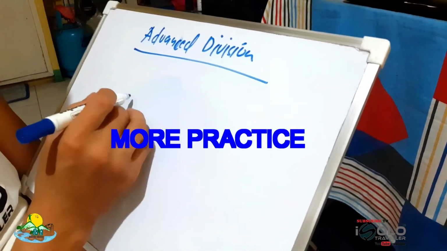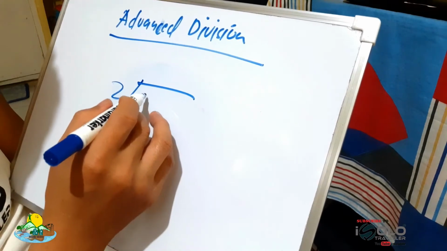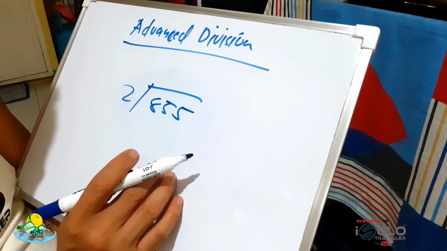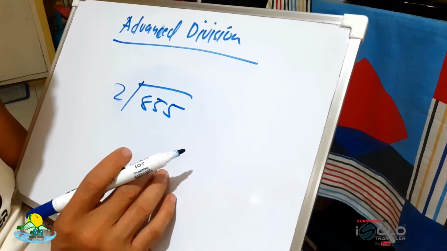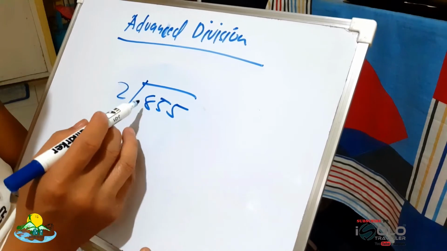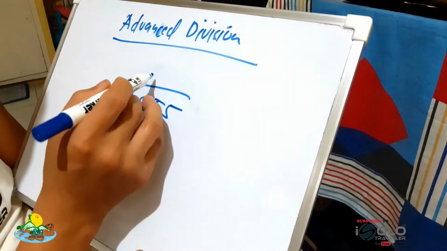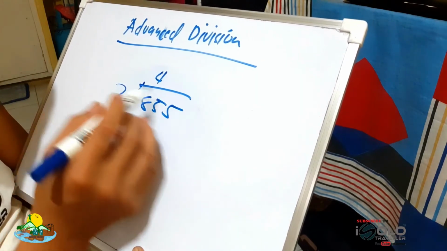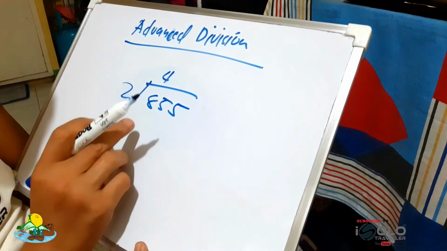Okay, 2 divided by 5 and 5. Okay, how many 2 can you get from 8? Of course, 4. 4 times 2 is 8. Okay, 8 minus 8 is 0, so you have to put that 0 here.